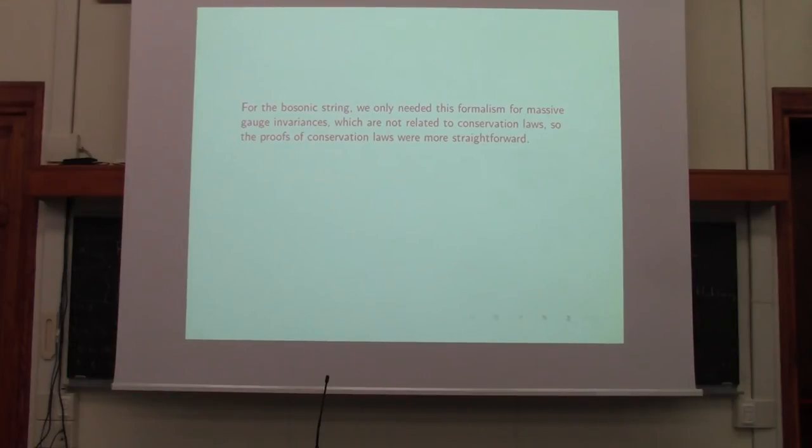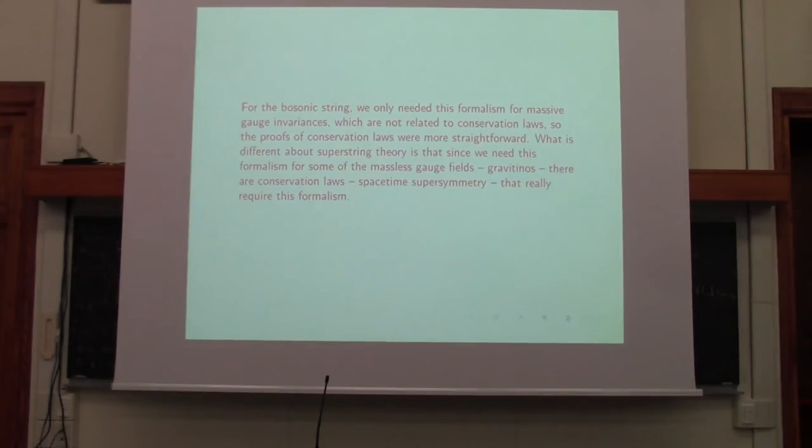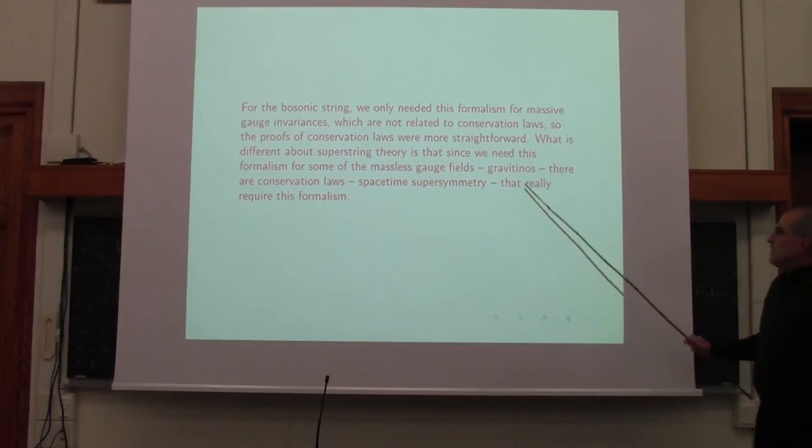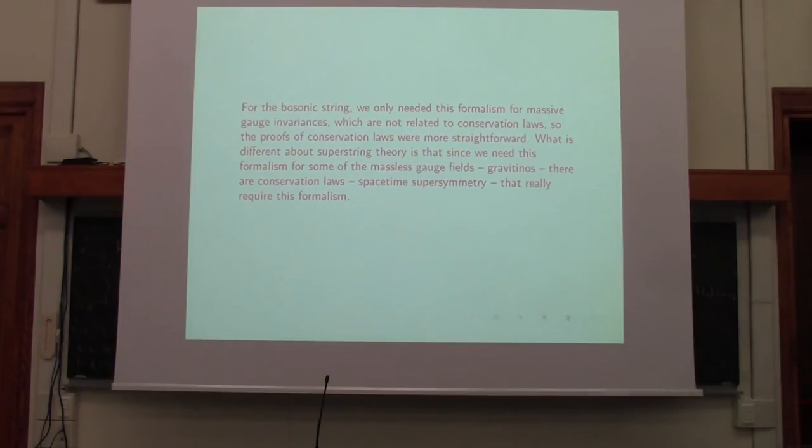Now, for the bosonic string, we needed this formalism for massive gauge invariances, but they aren't related to conservation laws, because as indicated in the work of today's Nobel laureates, there are no conservation laws associated to massive particles. So conservation laws only came from massless particles, which didn't need this formalism. So in bosonic string theory, the proof of conservation laws was straightforward. What's different about superstring theory is that since we need this formalism for some of the massless gauge fields, the gravitinos, there are conservation laws, space-time supersymmetry, that really require this formalism.